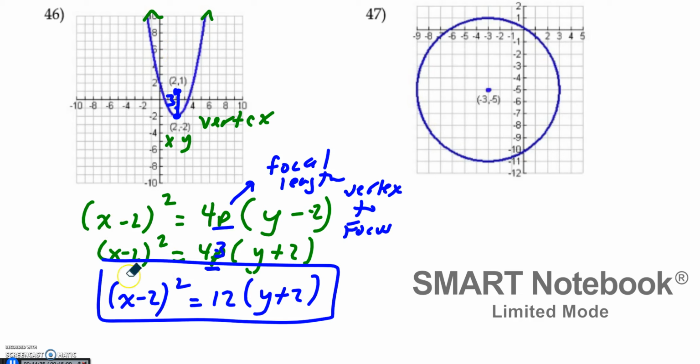Now, how would you know if the y was squared instead? If your parabola was facing this way or this way, it would be y squared instead of x squared. If your parabola is either facing up or facing down, that's when it's x squared in some way, shape, or form.